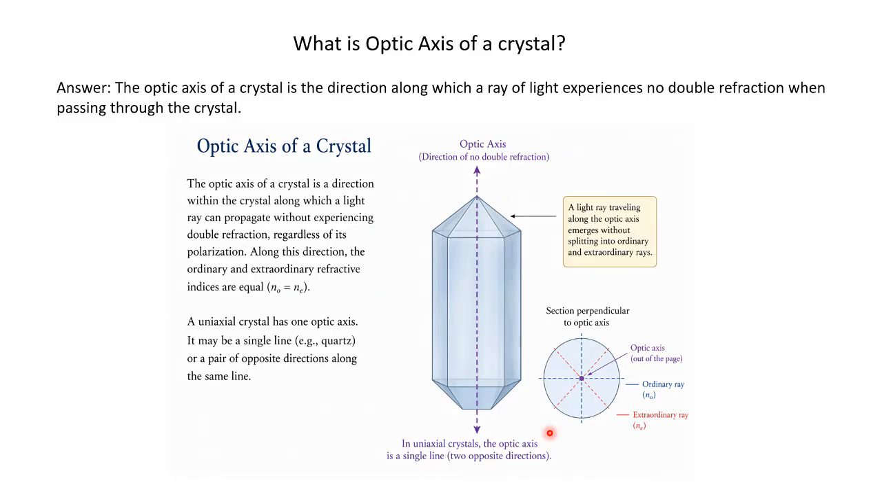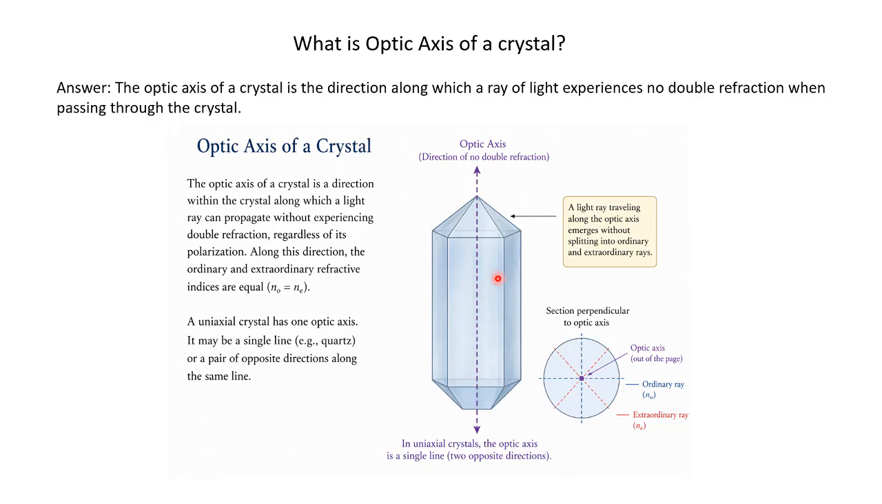Now, what is the optic axis of a crystal? That's question number 7. The optic axis of a crystal is the direction along which the light propagates without experiencing double refraction.